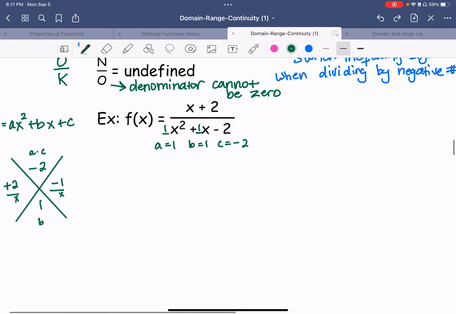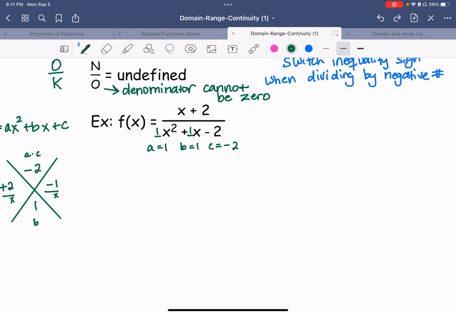Okay, so I have now my two factors. So I'm going to come over here and simplify this. Notice that I didn't factor the numerator, so I'm going to leave the numerator alone. I'm going to just rewrite it, but the denominator, I will be writing as my two factors, x plus 2 and x minus 1.